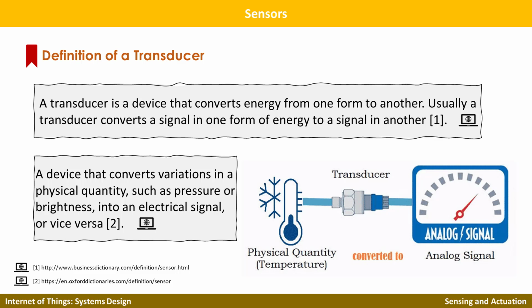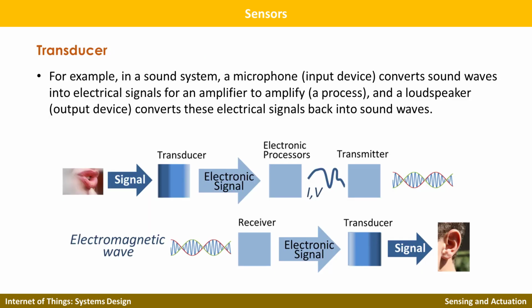And as you can see in the figure, a transducer is an intermediary that quantifies a physical quantity and converts it into an analog signal. In this case, it is temperature. This figure clearly explains the role of the transducer.